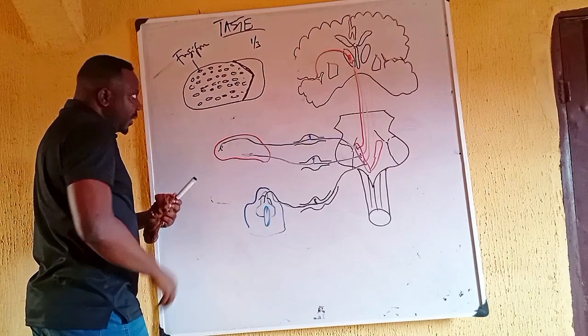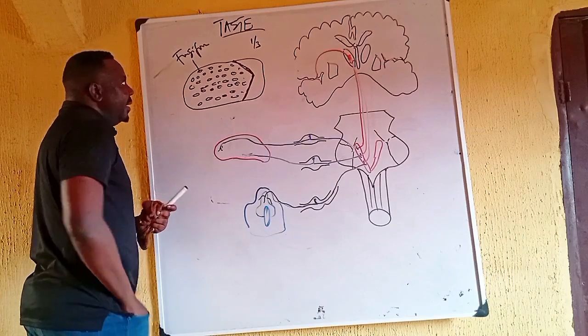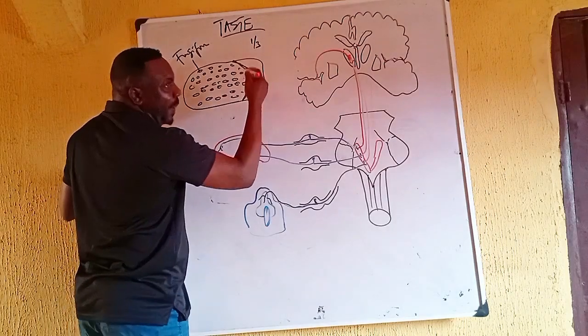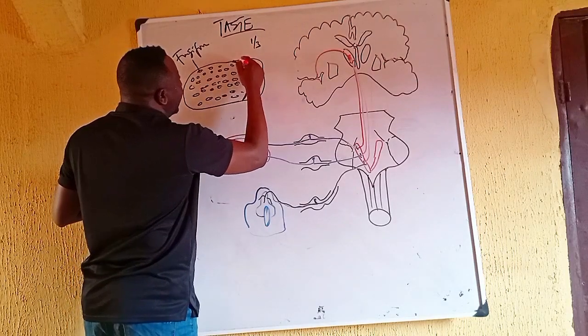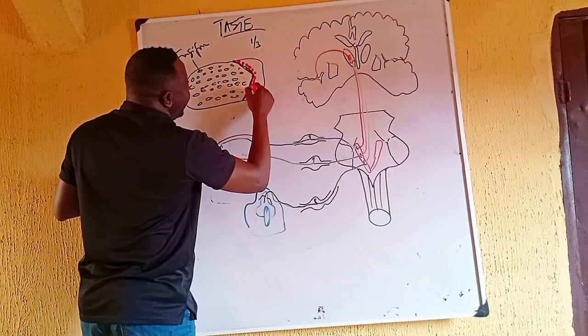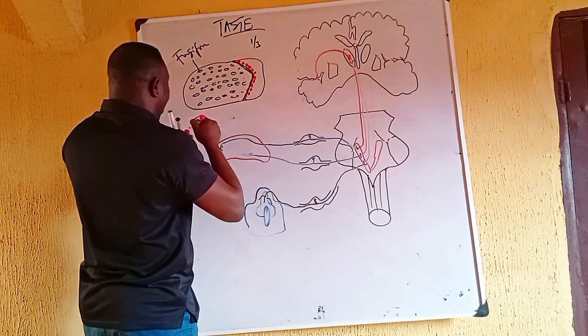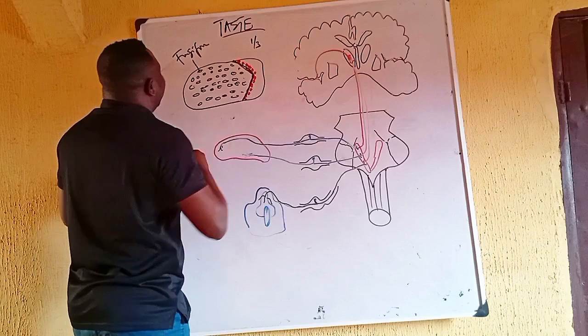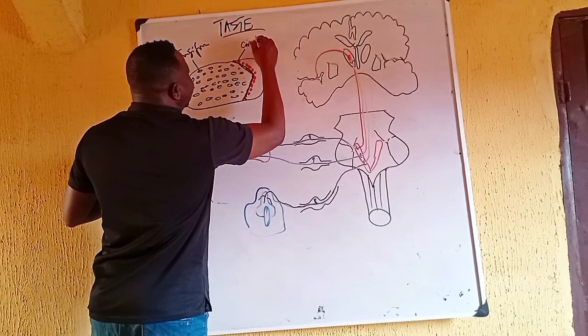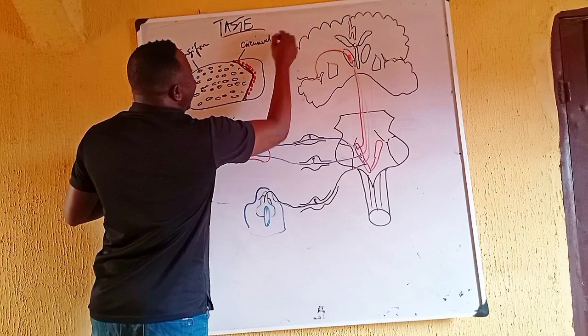Then, around the posterior one-third, the posterior part of the tongue, we have a V-shaped structure that contains another papilla that is called the circumvallate papilla. So this is referred to as the circumvallate papilla.